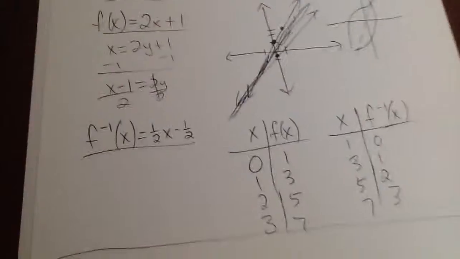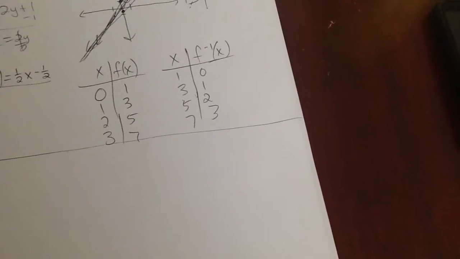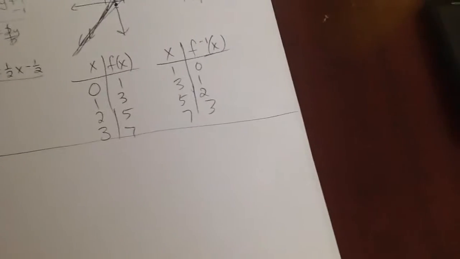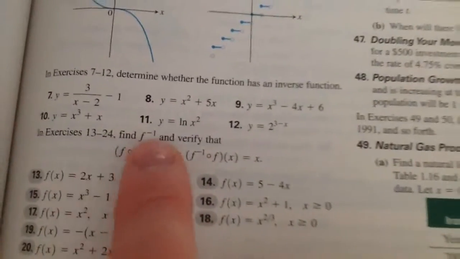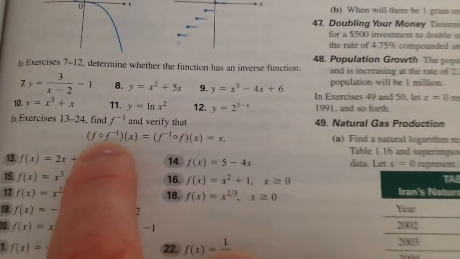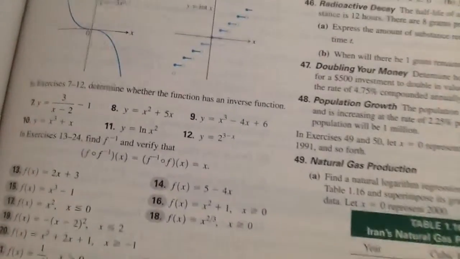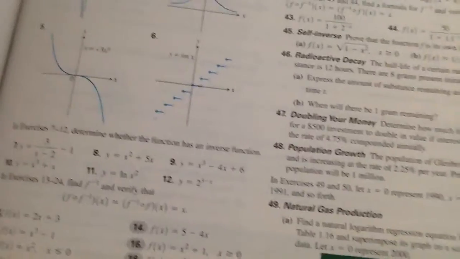You can verify two things are inverses of each other without actually finding the inverse. And in your homework, you're going to be asked to do that. Like right here, it says in 13 through 24, find the inverse and verify, a little composition of functions here, f of f inverse of x. So I'll do one of these examples. I'll just do the easiest one, like 13.